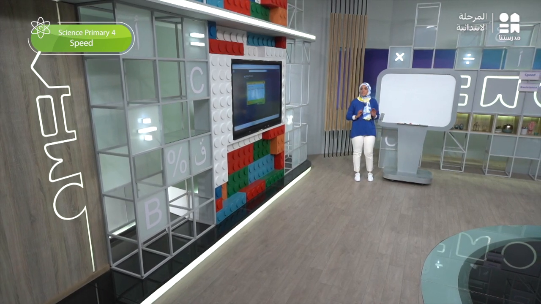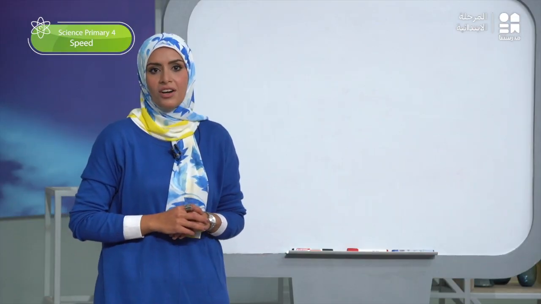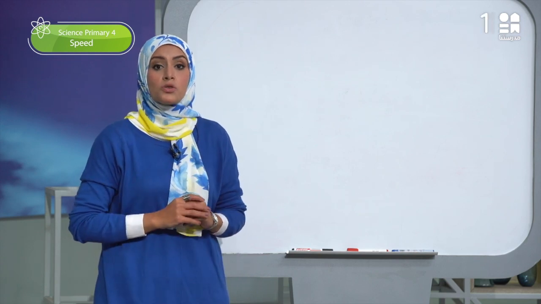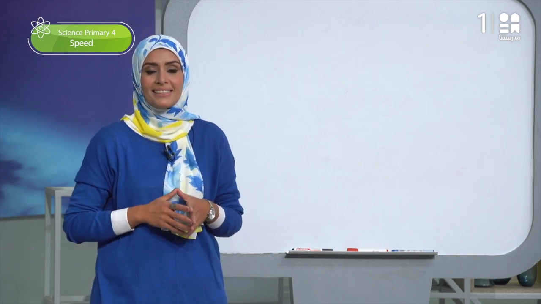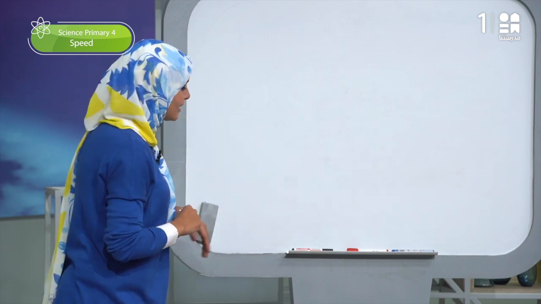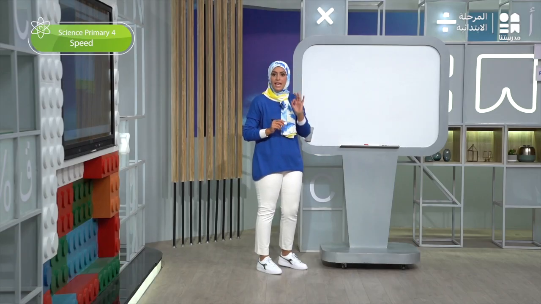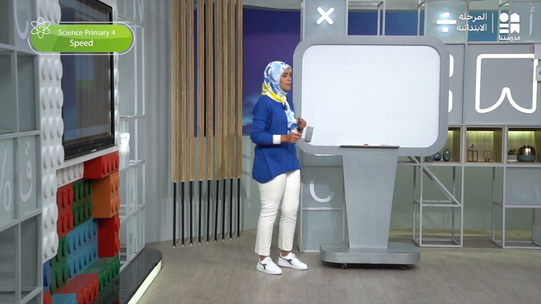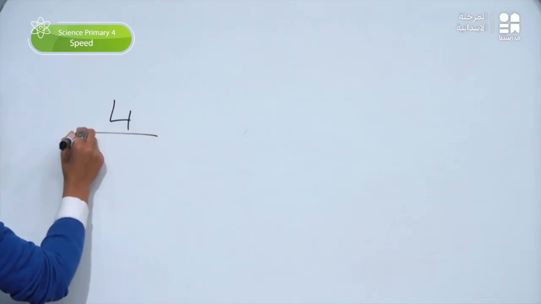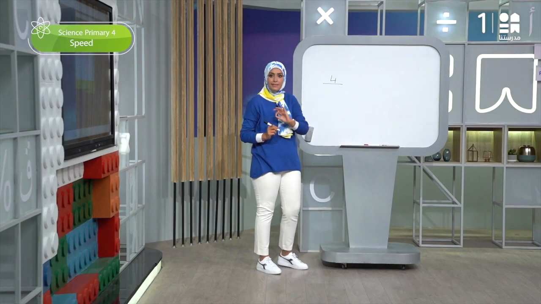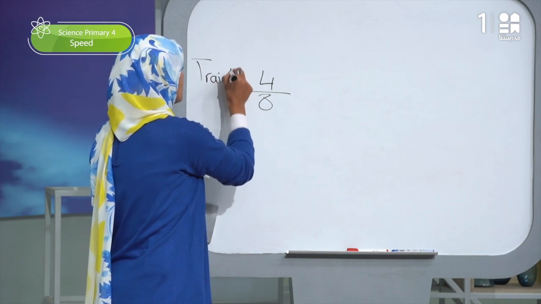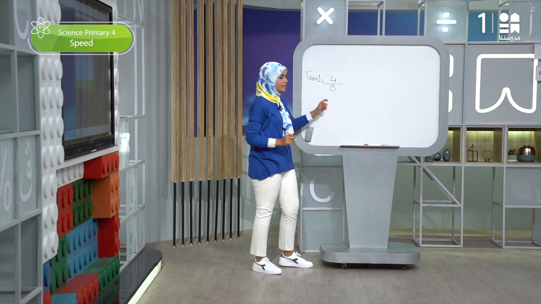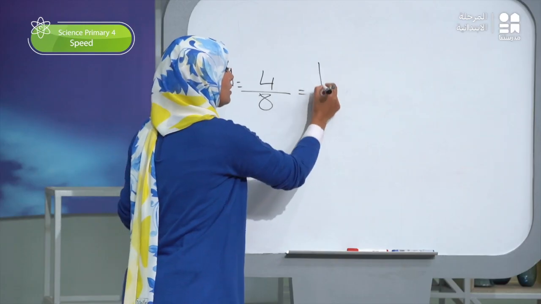Do you think Ahmed should buy a new train or not? Very good. He should buy the new train because it's faster, and this is what we get from the data in the text. Let's calculate this. The new train travels 4 meters every 8 seconds. 4 meters is the distance, and 8 seconds is the time. So train 1 speed equals 4 divided by 8, equals half.